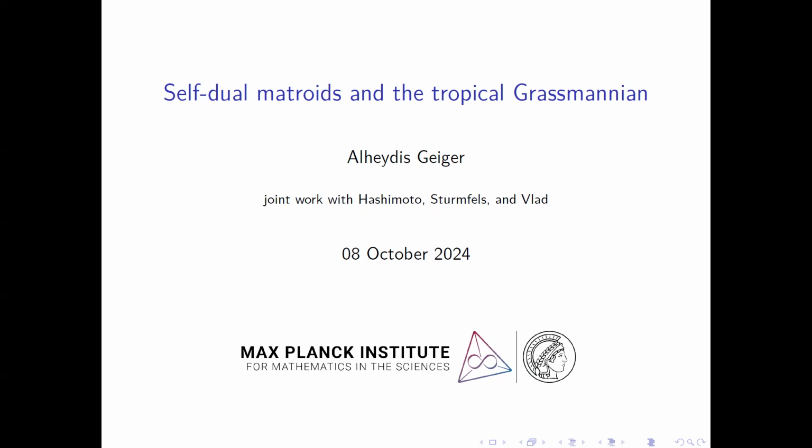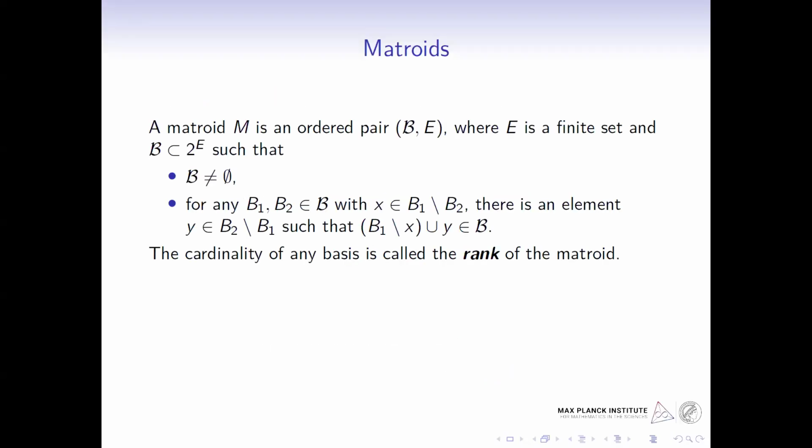This talk is based on the paper called Soft-Dual Matroids from Canonical Curves, which is joint work with Sachi Hashimoto, Bernd Sturmfels, and Raluca Vlad. And today I'm not going to tell you about canonical curves, but I'm going to tell you instead about the tropical Grassmannian and soft-dual matroids. So for the start, I'm going to recap definitions of matroids.